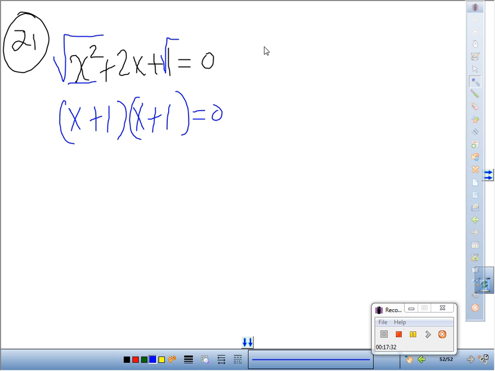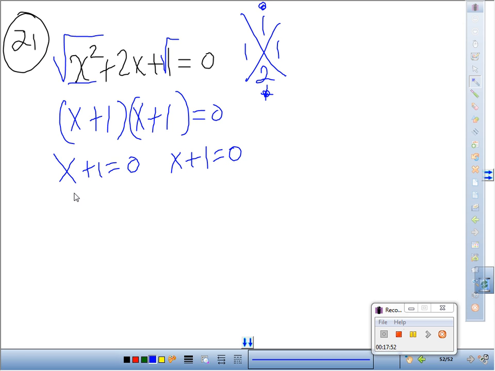If you don't see it, you can still do it the long way. 1, and this one is 2. So what factors of 1 add up to 2? 1 plus 1, that's how we get this. Alright, set each one equal to 0, x plus 1 equals 0, x plus 1 equals 0. What do you notice there? It's the same, so we only solve one, because it's still going to be the same.